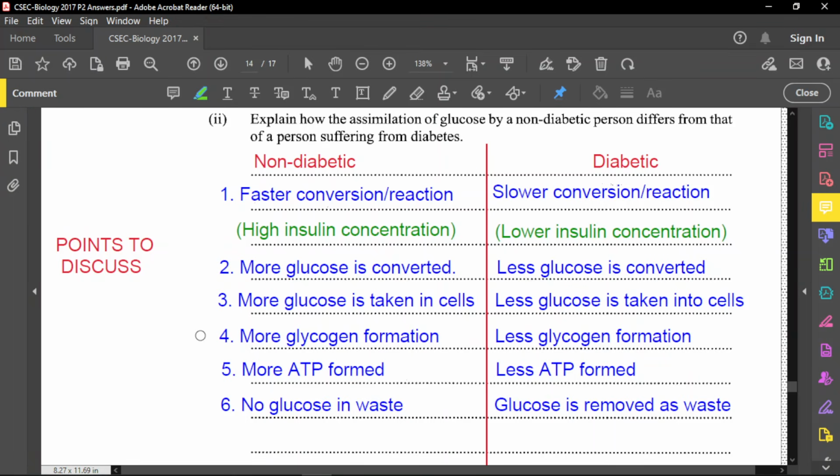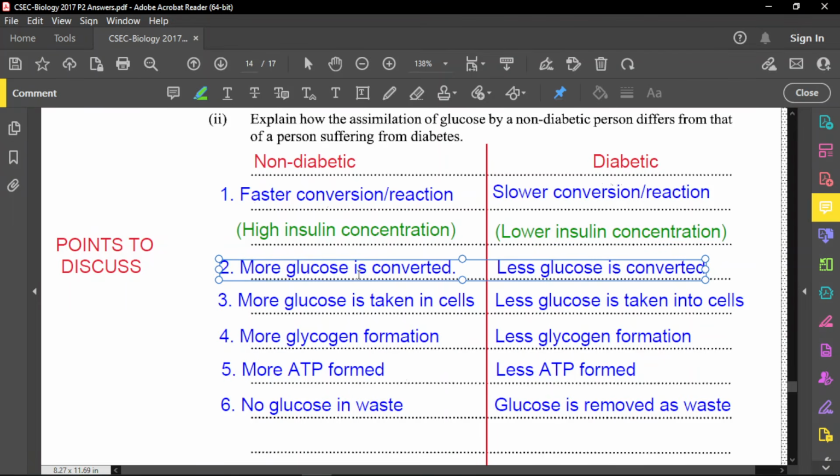Points to discuss. One is that non-diabetic will have faster conversion or faster reaction, which means faster assimilation. A diabetic person will have slower conversion of the glucose, or use of the glucose, or slow reaction of the glucose. And that's simply because for a non-diabetic, you have a higher concentration of insulin. Therefore, the reaction will be faster, because a higher concentration of reactants or enzymes will speed up the chemical reaction itself. Lower concentration will slow the reaction. So if the catalyst is lower, then yes, you have a slower reaction.